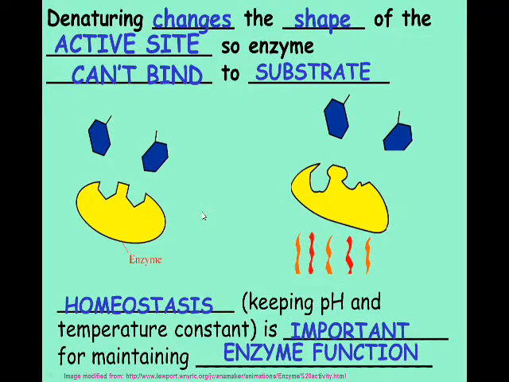So denaturing, unwinding those proteins, changes the shape of the active site, and it makes it so the enzyme can't bind the substrate anymore, and it can't help the reaction go. It's one of the reasons homeostasis, that maintaining that stable internal condition, is so important in cells. Because if you make it too acid or too salty or too hot, it causes the enzymes, the proteins that are in your cells, to unwind, to denature, and they lose their ability to function. They can't do their jobs anymore, and that can make you very sick, and that can make you dead.